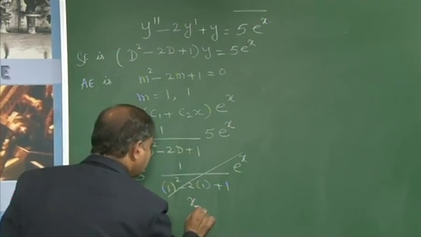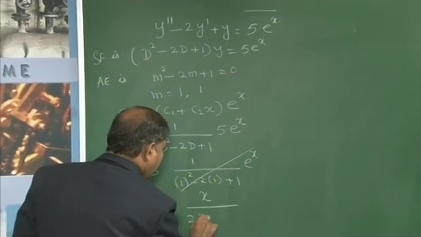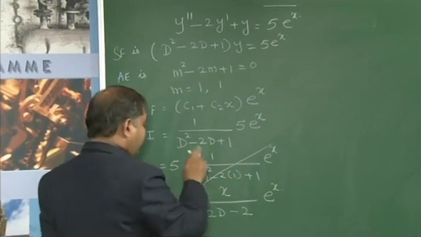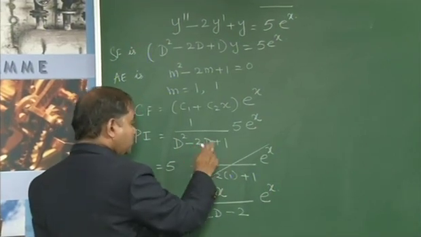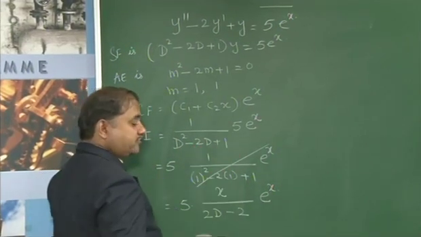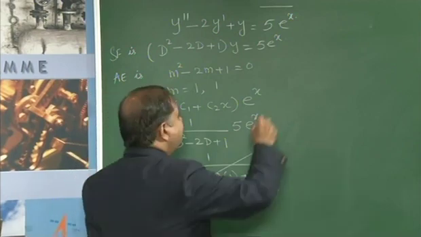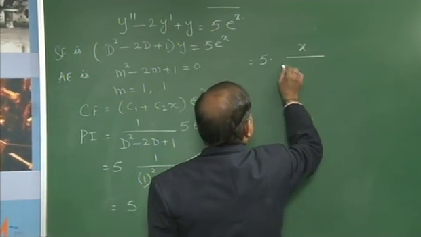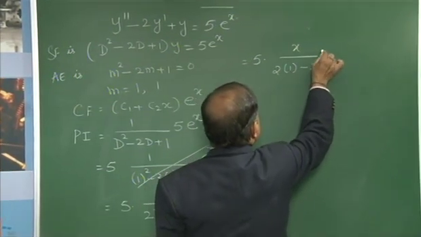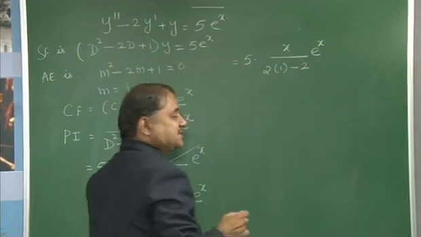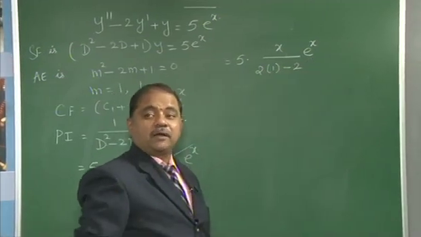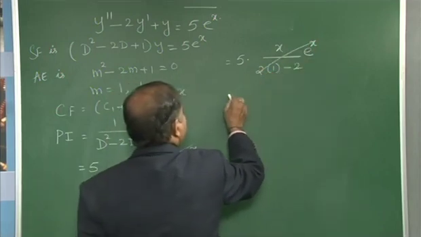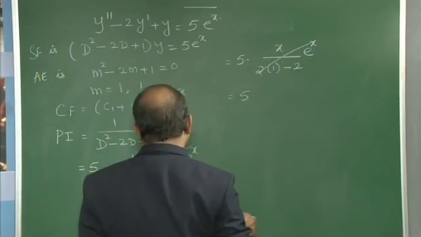Multiply by x, and differentiate the denominator with respect to D. So D squared differentiates to 2D, minus 2D differentiates to minus 2, and the constant gives 0. Now apply it again: 5 into x by 2 into 1 minus 2. Once again it is becoming 0. Don't worry, don't consider it. What did we say? Multiply by x.